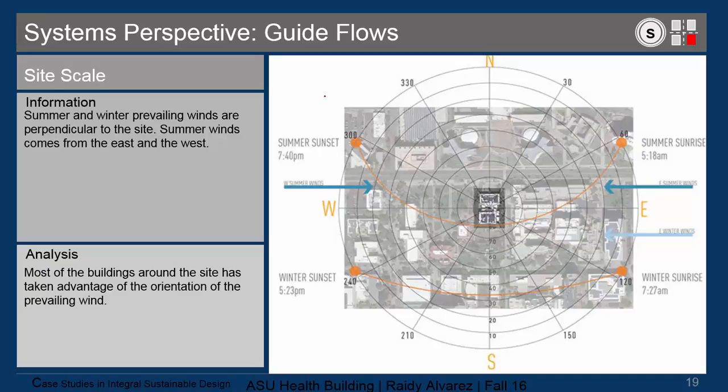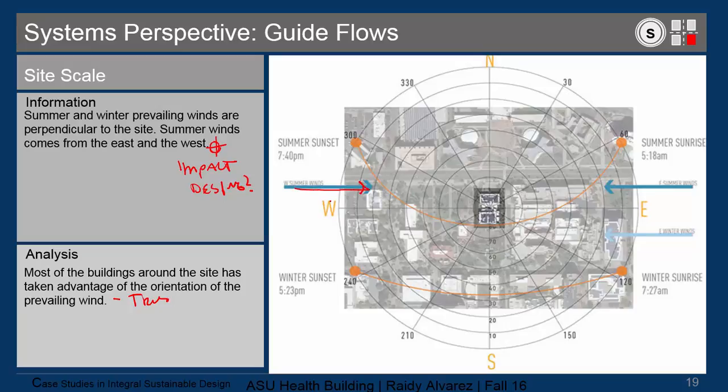All right, so here, this is good, right? So did it impact design? Probably not. So I guess we'd have to figure out, is that important for the story? I'm not sure. Here you got your solar. Most of the buildings around the site have taken advantage of orientation of prevailing wind. Is that true? So you're saying that the prevailing winds are perpendicular to the site. I guess that means coming this way.